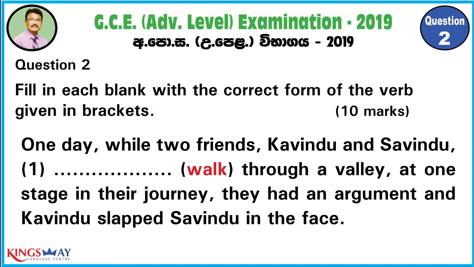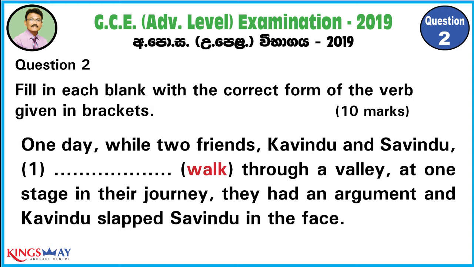while 2 friends, Kavindu and Savindu. While means during. Then there is a blank. Blank number 1. Within the bracket there is walk. One day means past tense. While 2 friends, Kavindu and Savindu, so the subject is plural. This is something that happened in the past and the subject is plural. The given verb is walk through a valley.